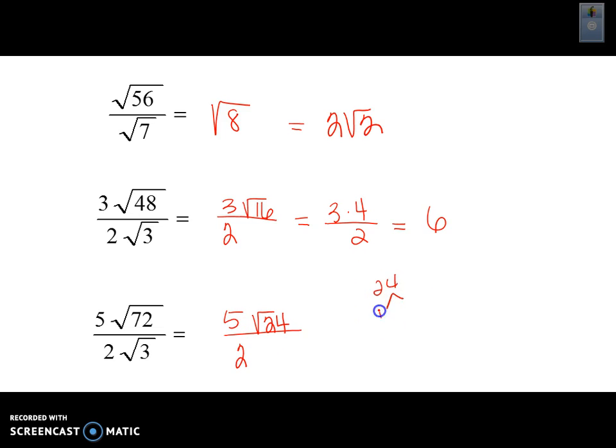You can use 12 and 2, 6 and 4, however you want to do it. So I have a pair of 2's, a 6 underneath the radical, so 5 times 2 is going to be 10 square root of 6 over 2, and then 10 divided by 2 is 5. So we have 5 square root of 6 as our final answer.